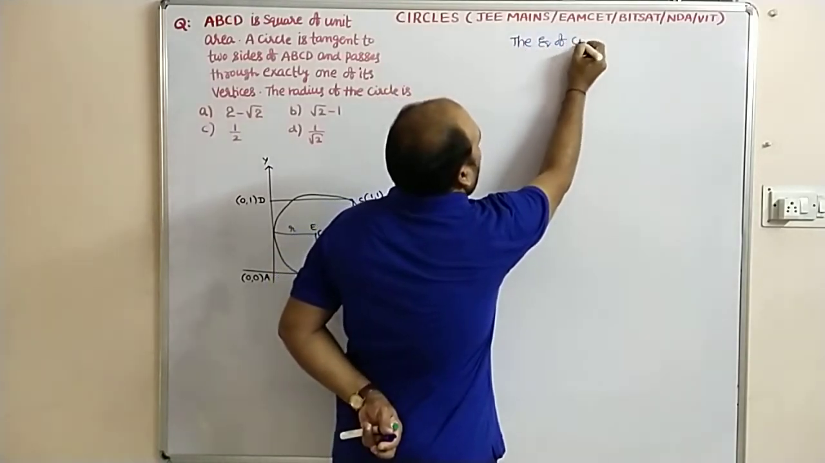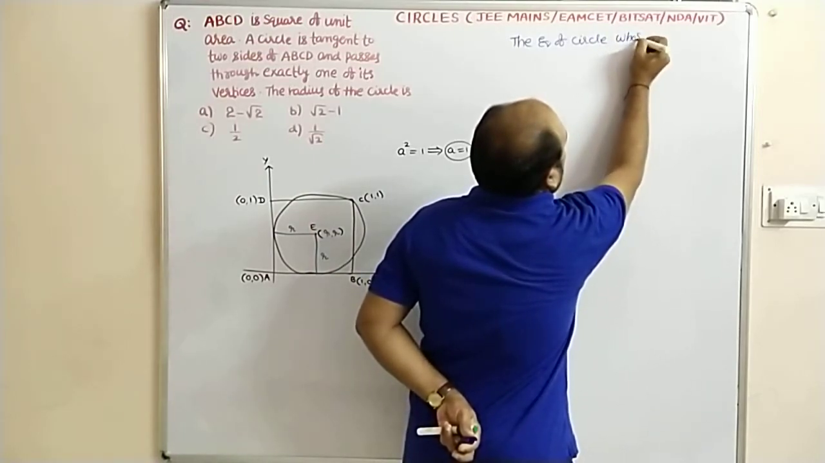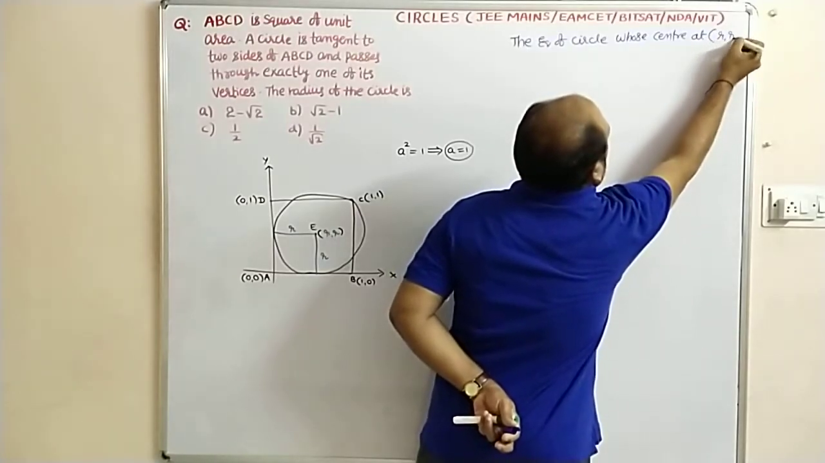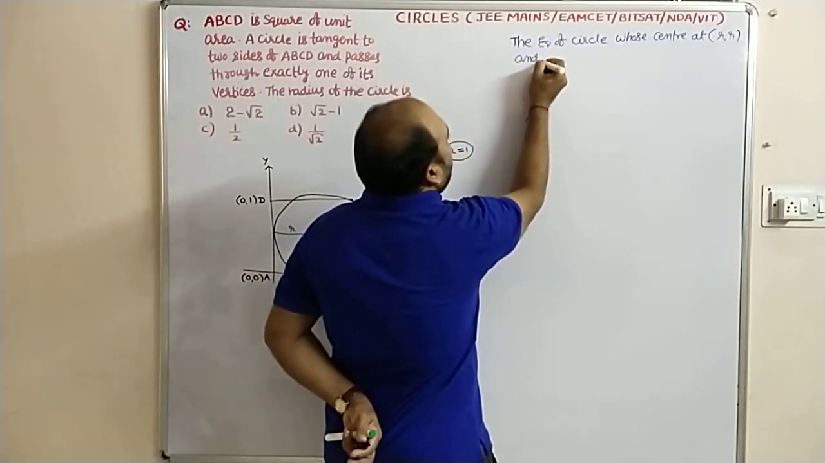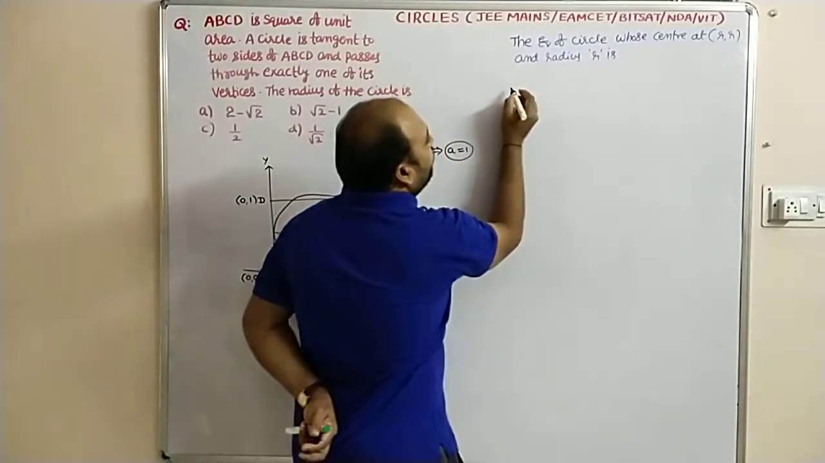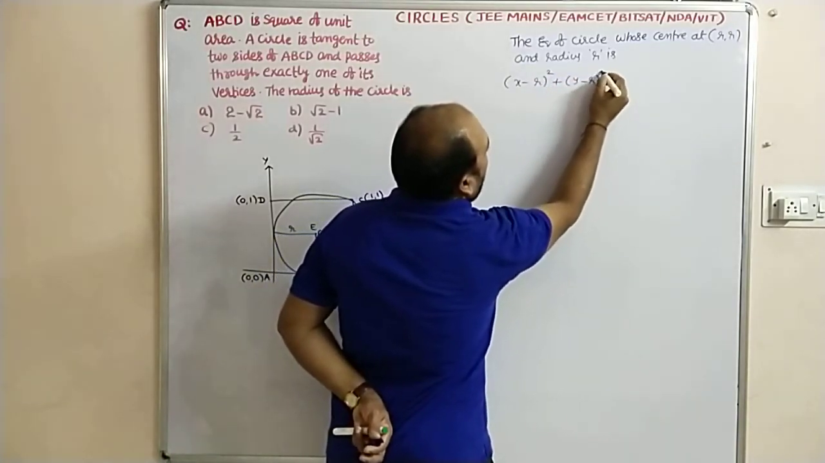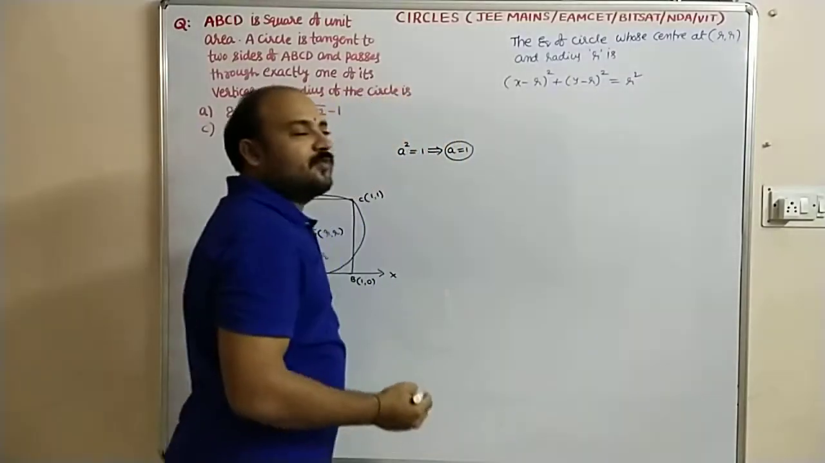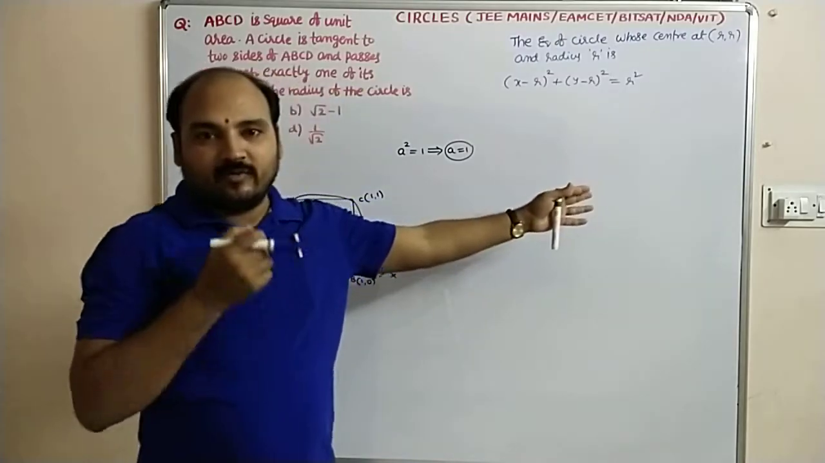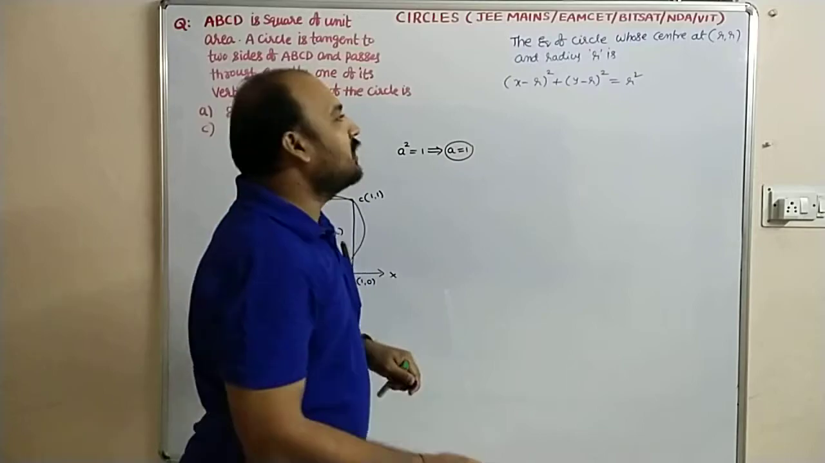The equation of the circle whose center is at (r, r) and radius is r is (x minus r) whole square plus (y minus r) whole square equal to r square. Here which formula we applied? (x minus h) whole square plus (y minus k) whole square equal to r square. We discussed that formula a number of times, so that is the reason I directly wrote it. I think you are able to understand.